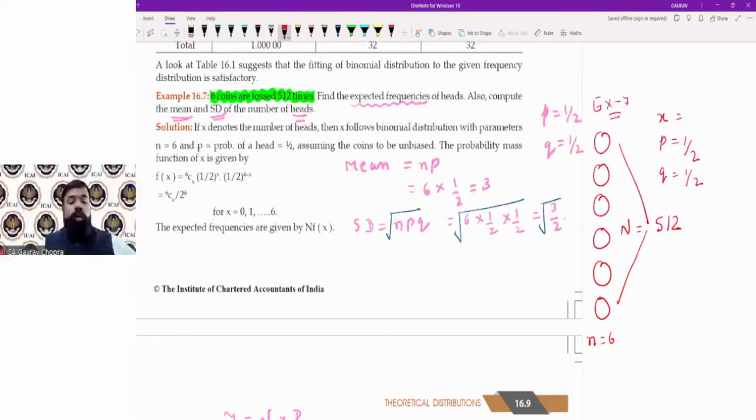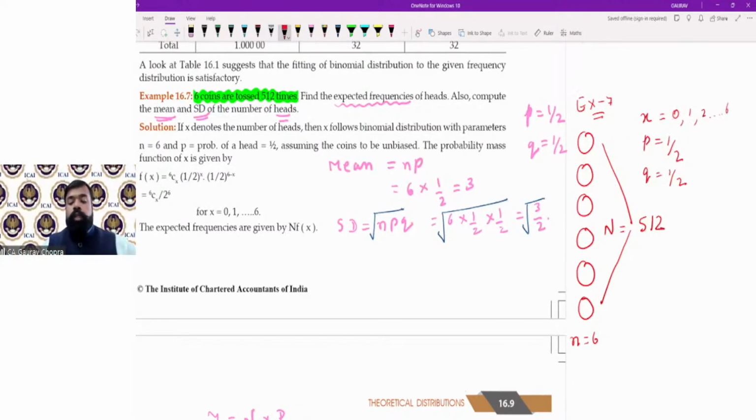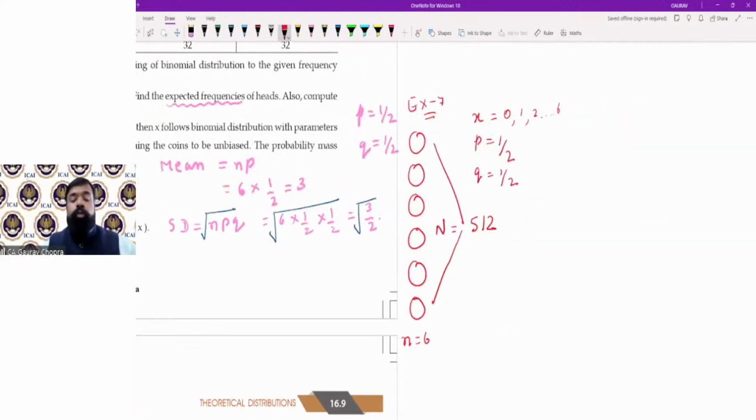What about x? Since we have to compute all the frequencies, we have to take x as 0, 1, 2, and so on up to 6. So you have to form the complete table. If x is 0, what will be the probability of x? So we will be solving this.